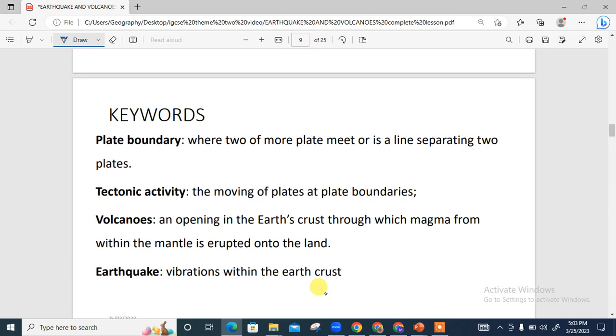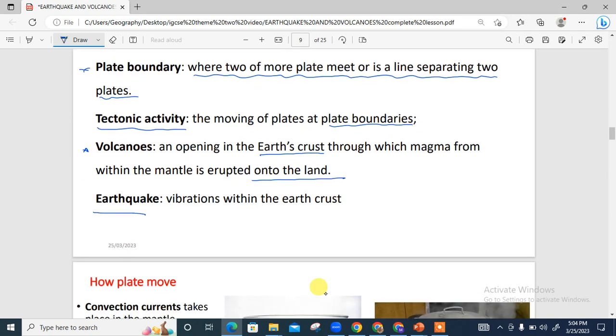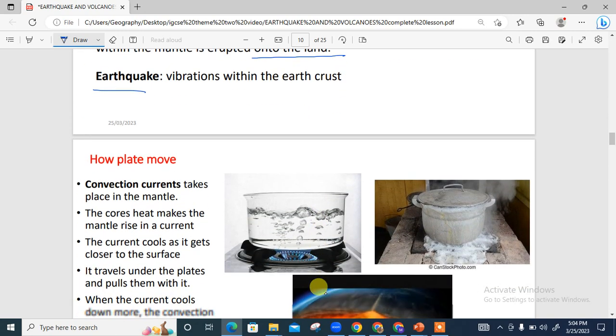So some of the keywords you need to look at for this second part: the plate boundary itself, which is where two or more plates meet, or a line separating two plates. Please take note of this. I've seen it in a past paper before. Then tectonic activity is the movement of plates at plate boundaries. Then a volcano is an opening in the earth crust through which magma from within the mantle is erupted onto the land. Then earthquakes are vibrations or shaking within the earth crust.